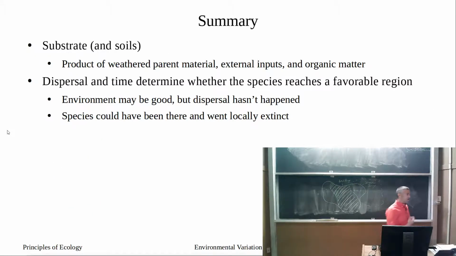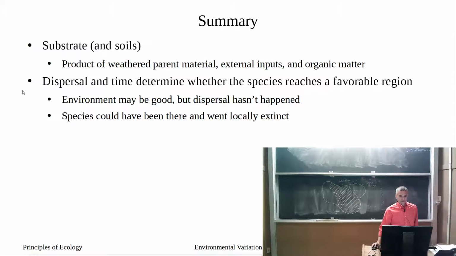For our substrates, we're talking about soils, what our plants are going to be growing in. The soils and the soil types are a product of our weathered parent material, so weathering, the breaking down of the rocks and so on. Our external inputs, meaning the deposition, when things get carried and transported to a different area, as well as the organic matter: how much has been growing there and dying and decomposing and so forth.